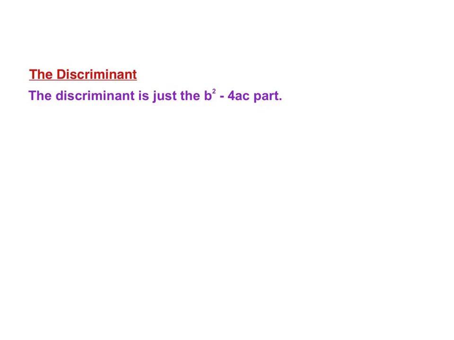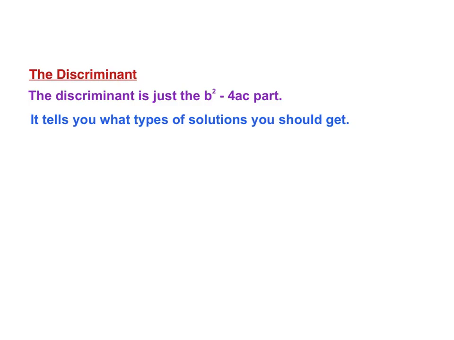And the discriminant is just the b squared minus 4ac part, without the square root. The part that's under the square root, that's the discriminant. So when you're asked to find a discriminant, you are not taking the square root of anything. You are just calculating b squared minus 4ac. And then, like I said, it tells you what types of solutions you should get, and we're going to talk about those different possibilities here in a sec.